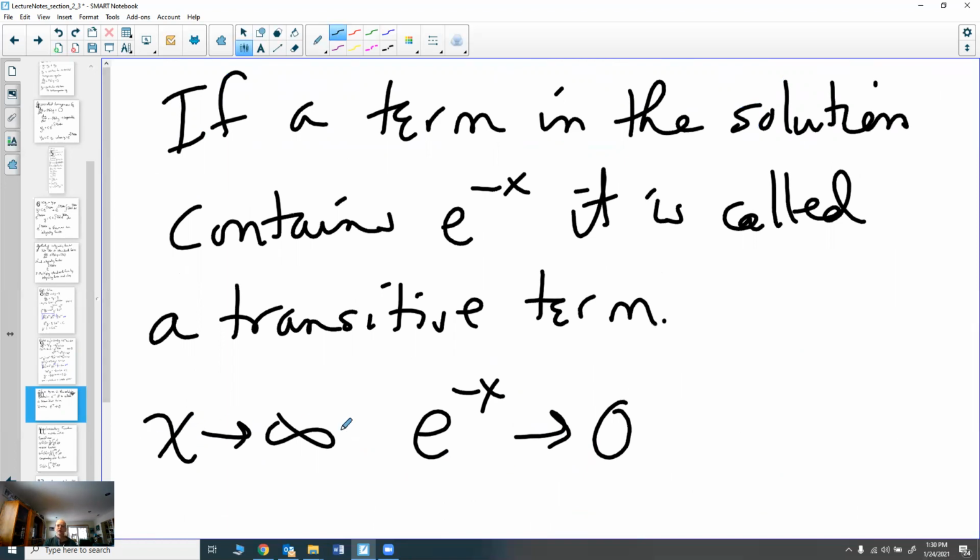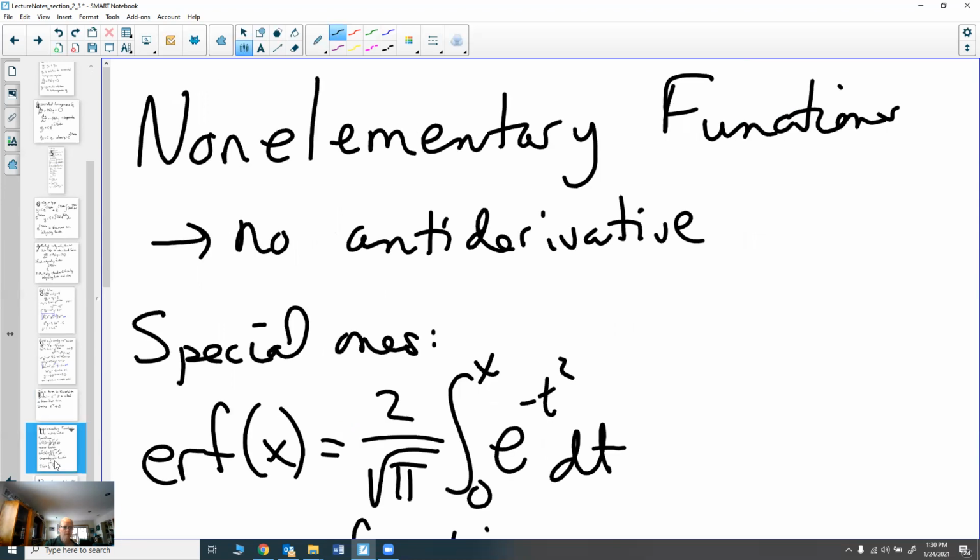You're going to see these a lot, especially when we're dealing with anything that has any physical property where the quantity you're dealing with goes to zero, and that will make it go to zero. And so it's what we call the transient term.